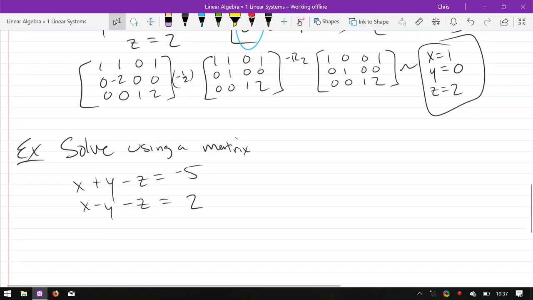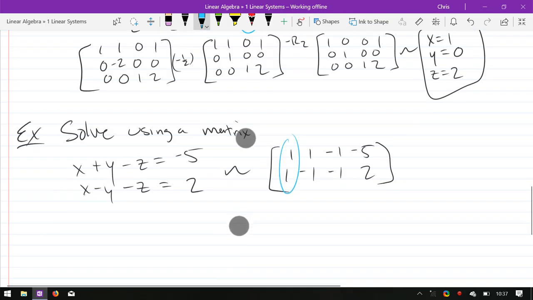So this system is in three dimensions, and there's only two equations. So this one's going to feel a little different than the other ones we did. So turn it to a matrix the same way: 1, 1, negative 1, negative 5, 1, negative 1, negative 1, 2. So same as before, column 1 is always going to be first up.